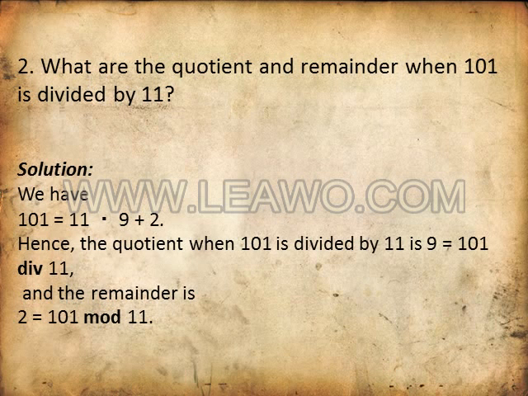The second example: what are the quotient and remainder when 101 is divided by 11? Solution: we have 101 is equal to 11 multiplied by 9, which is 99, plus 2. Hence, the quotient when 101 is divided by 11 is 9, which is 101 div 11, and the remainder is 2, which is 101 mod 11.